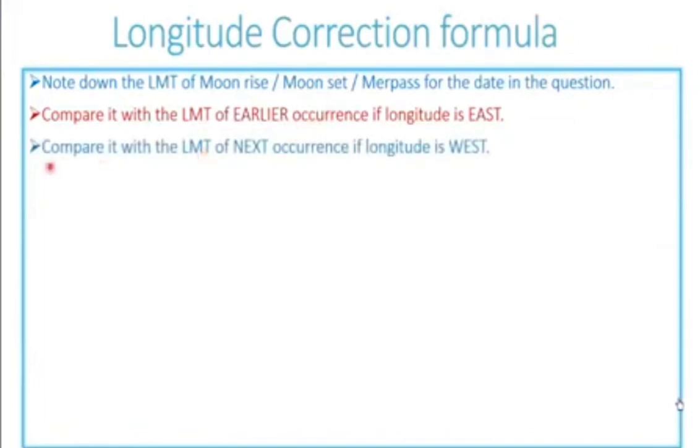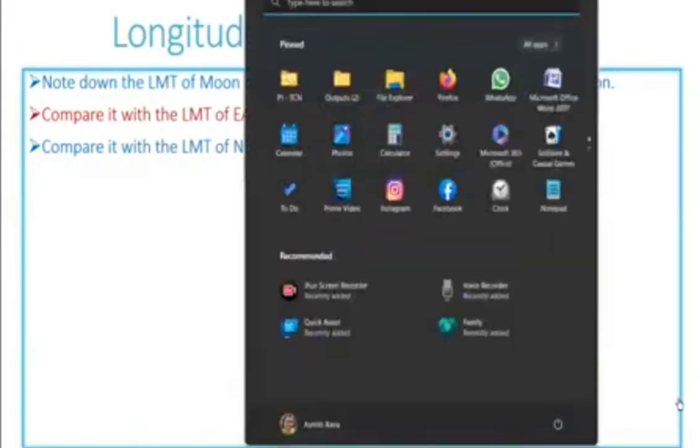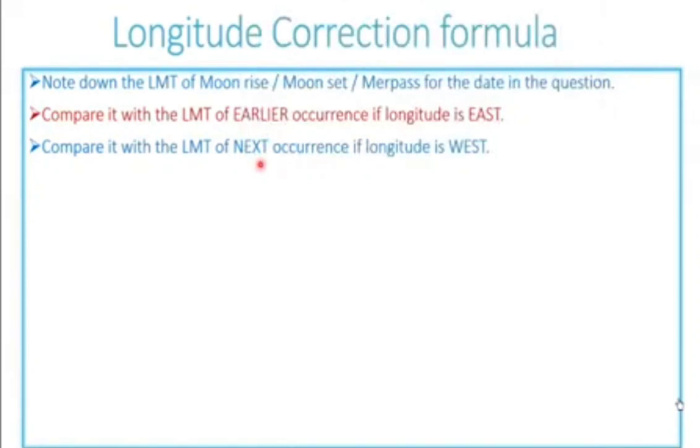And if the observer's longitude is west, we compare this time with the LMT of the next occurrence. Next occurrence means the time of the phenomena on the next day. So remember, repeating once again, if the longitude is east, compare it with the earlier occurrence time, that is the time given for the previous day. And if the longitude is west, compare this with the LMT of the next occurrence, or the time given for the next day.